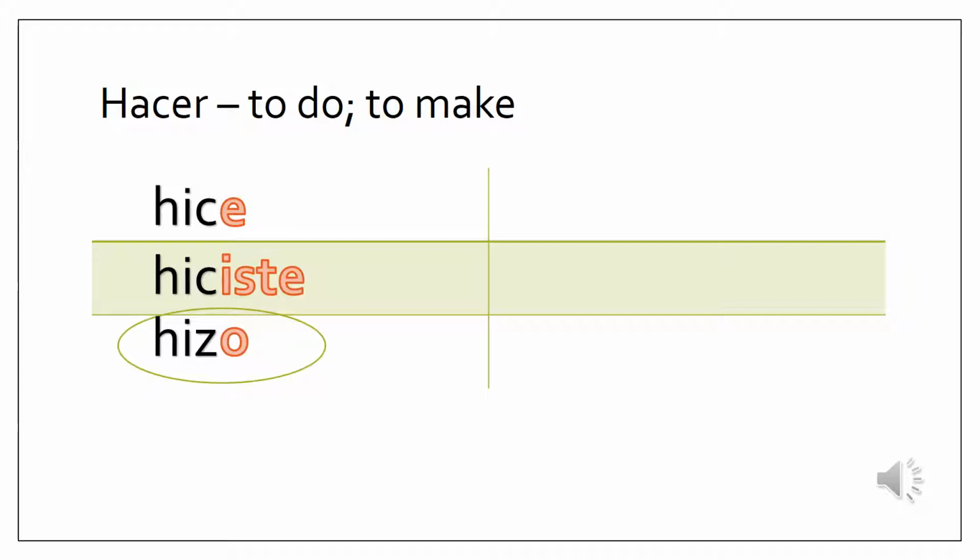So in your packet, this is circled just to highlight it for you so you remember that there's an extra change. When we go to the nosotros, we add our root again, hic, and then our ending, imos, so we get hicimos. And our ustedes, ellos, and ellas form is hicieron.